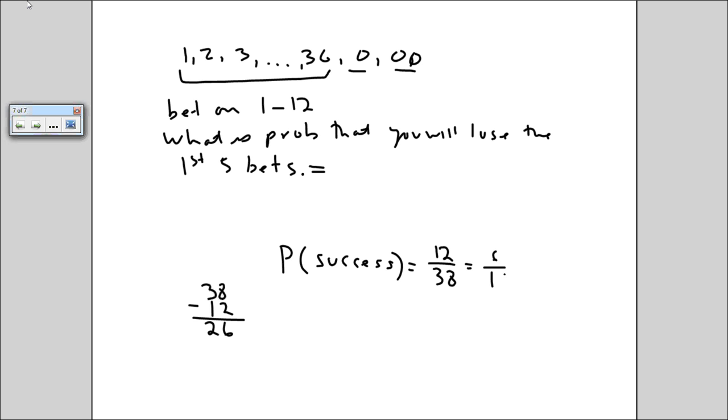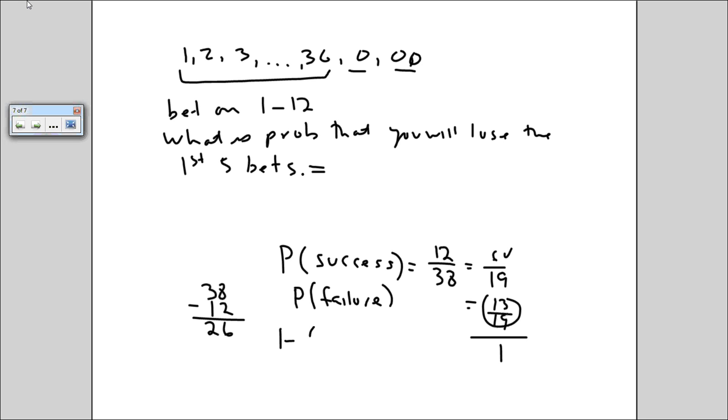Divide both numbers by 2, get 6 out of 19. You have a 6 out of 19 chance of winning. So the probability of failure, remember, whatever number I write here should add up to 1. Let the bottoms be the same. 6 plus 13 is 19. 19 over 19 is 1. That's the probability of failure.